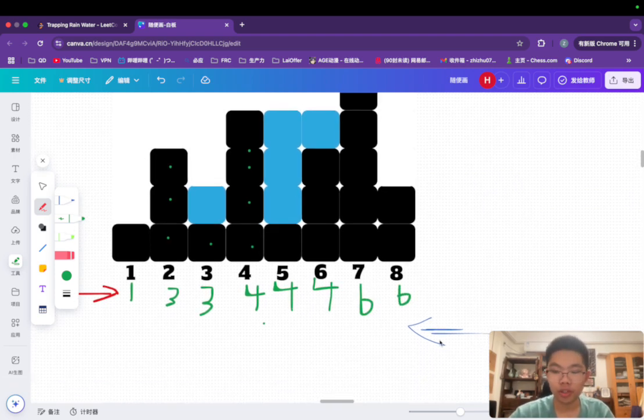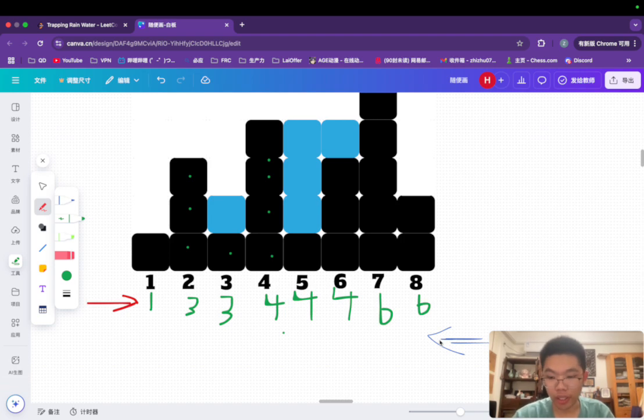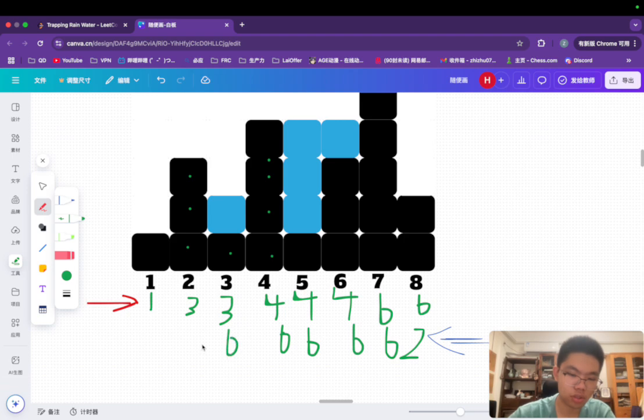And now the same thing applies to the second array, but the only difference is that this time we start from the right hand side. So here is 2, 6, 6, 6, 6, 6, 6, 6.